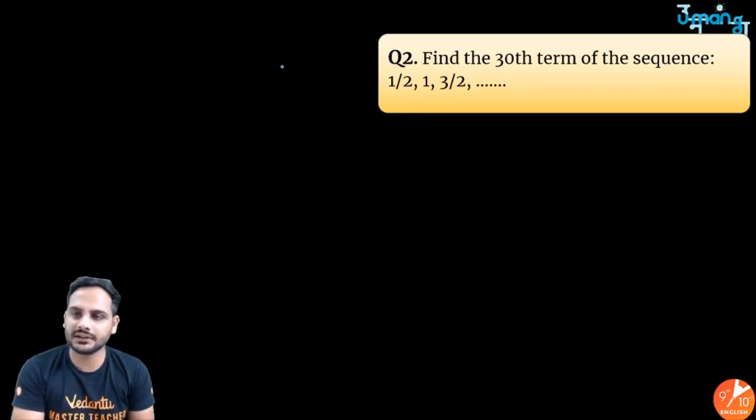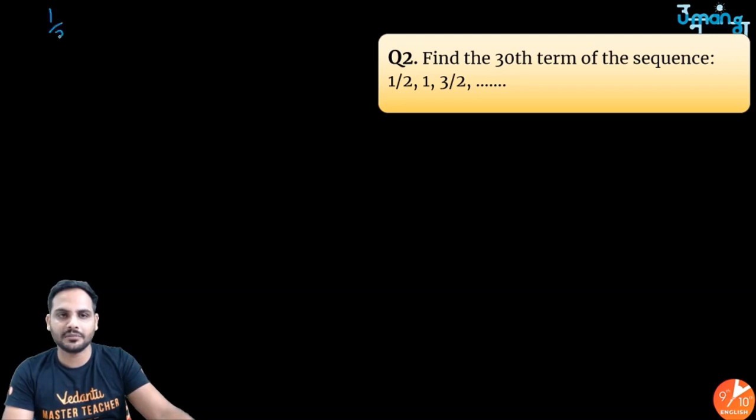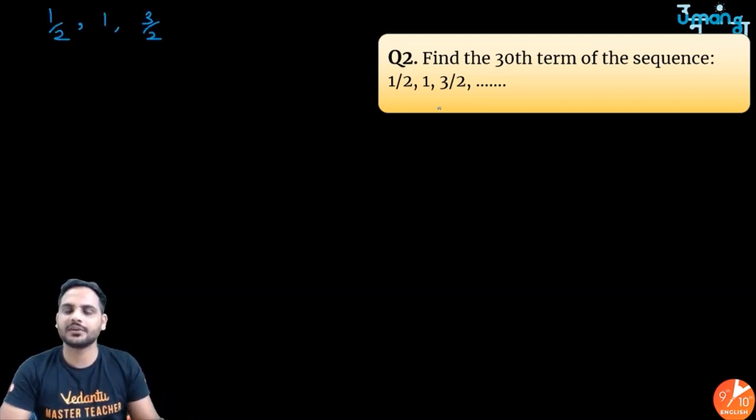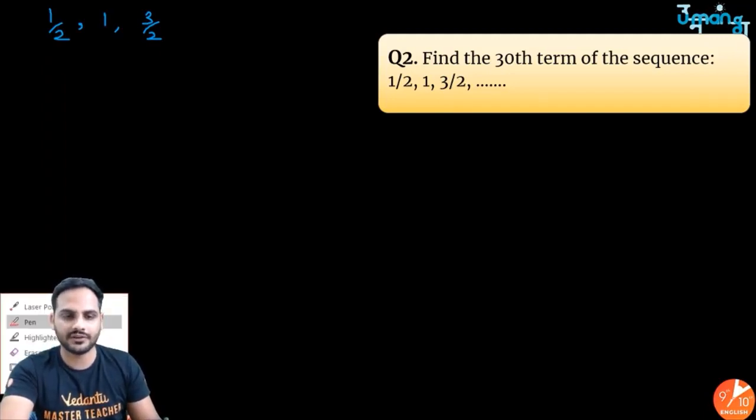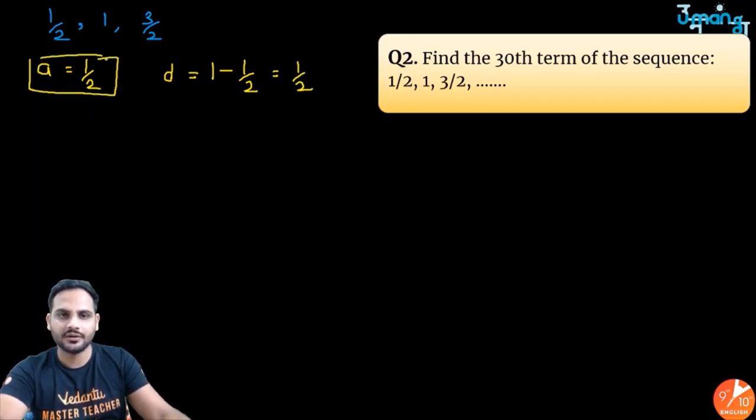Find the 30th term of this sequence. So the sequence is given as 1 by 2, comma 1, comma 3 by 2, right? This is the sequence given to us. In this sequence, you know the first term. What is the first term, beta? So we know, sir, the first term A is 1 by 2. What is my common difference? d is a2 minus a1. So 1 minus 1 by 2, which is equal to half. So the first term is half, and the common difference is also half, right?